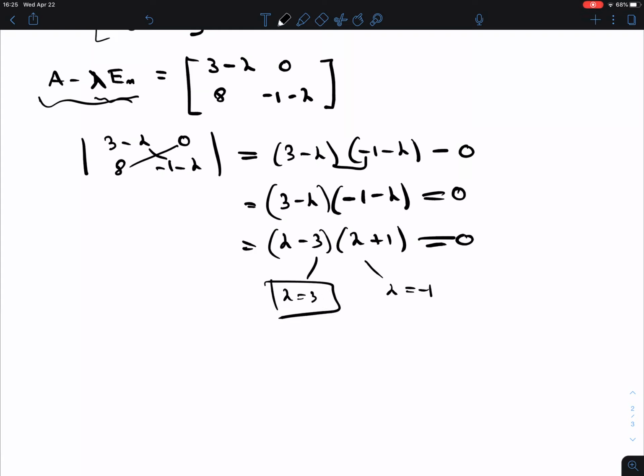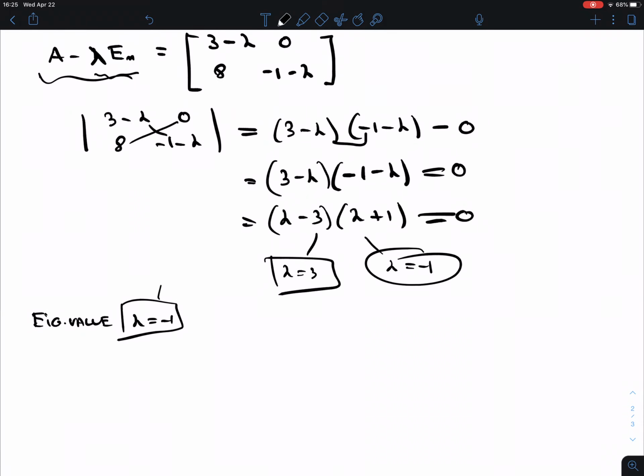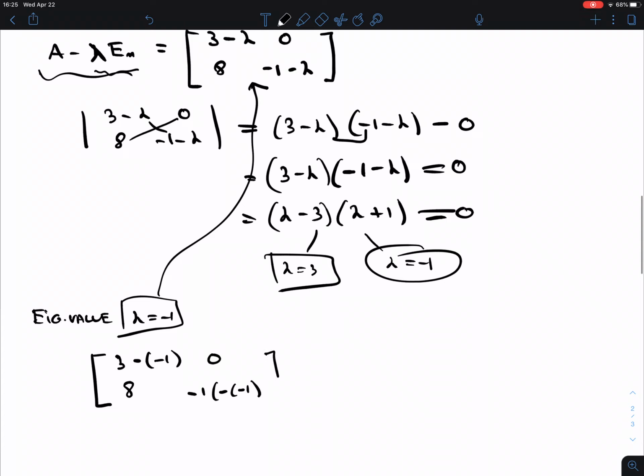We already noticed that lambda equal to 3 was an eigenvalue. What about lambda equal to negative 1? Let's see what happens. Now we look at the eigenvalue lambda is negative 1. I'm going to plug lambda equal to negative 1 into this matrix. So I get 3 minus negative 1, 0, 8, negative 1 minus negative 1. There are a lot of minuses here. So that's the matrix: 4, 0, 8, 0.